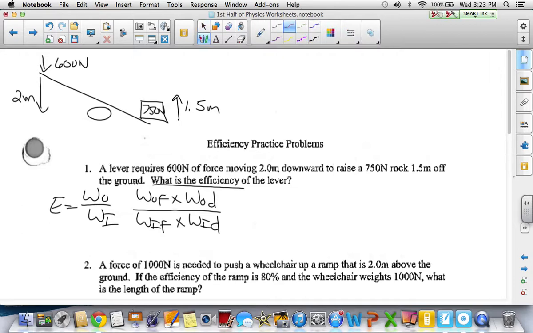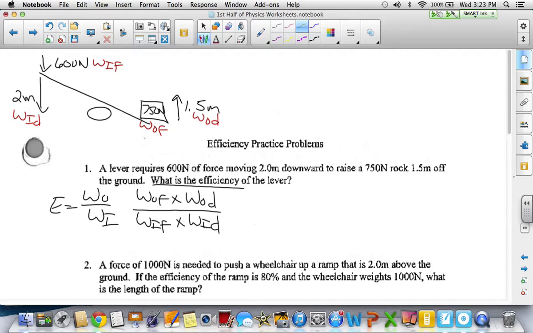Because we're pushing down on the lever, this would be our work input force. And because we're inputting this measure downward, here's our work input distance. Now again, the output force will always be the weight of the object. So here's our work output force, and here's our work output distance, how far the rock actually moved. Now all we have to do is put our numbers in and plug and chug as we go.